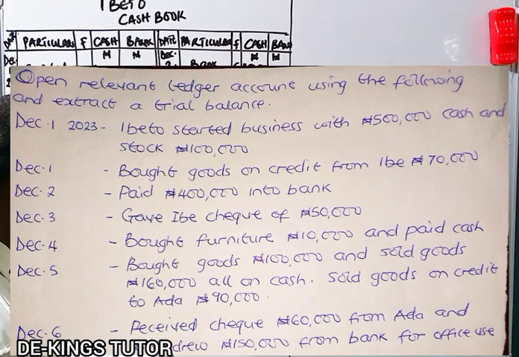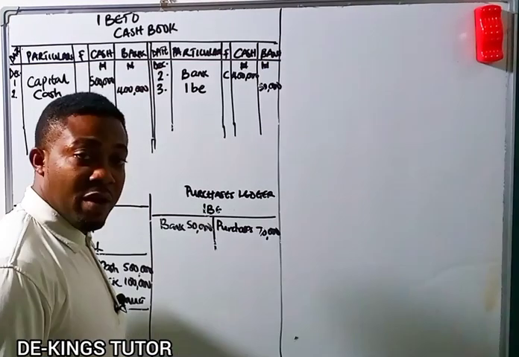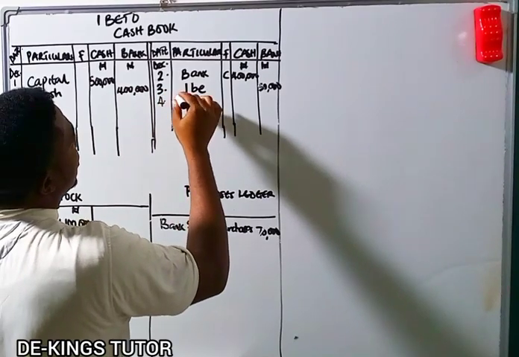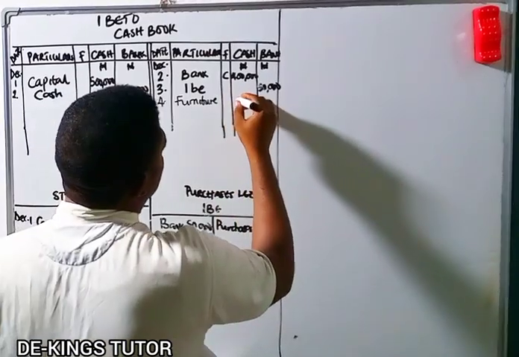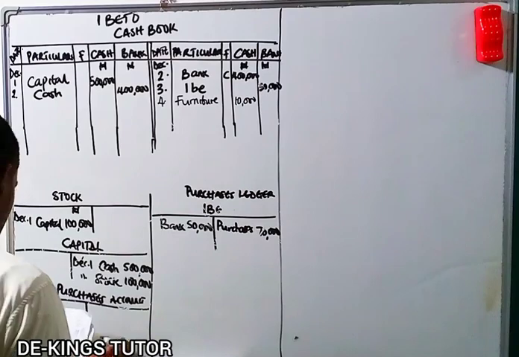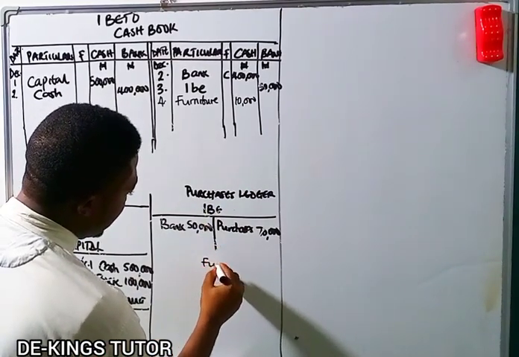The next one, we're gonna have bought furniture 10,000 and paid cash. That is December 4th. They bought furniture. It's an asset. So if we come here, 4th, we'll have furniture. They say they paid cash, how much? 10,000. So we'll come here, furniture.